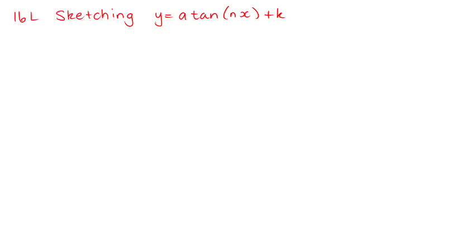Right, so today we're looking at sketching tan functions, tangent lines. So it's slightly different to our sine and cosine graphs. They don't follow the normal period and range rules. So what we get is the period for a tan line is just pi over n, not 2 pi over n like before.